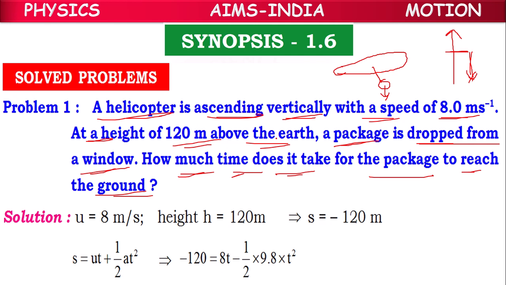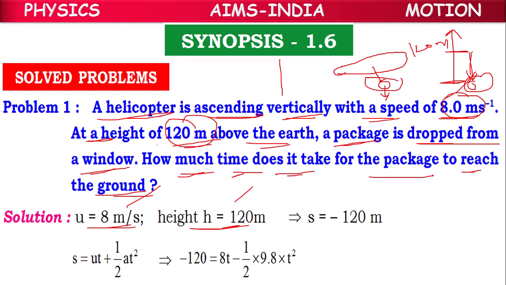Initially the helicopter is going with a velocity of 8 meters per second at a height 120 meters above the earth. Food package is dropped. Now the question is, how much time will this food package take to reach the ground? So the initial velocity of the helicopter is 8 meters per second. The height from which the food package is dropped is 120 meters. As the helicopter is going up, the food package is coming down.